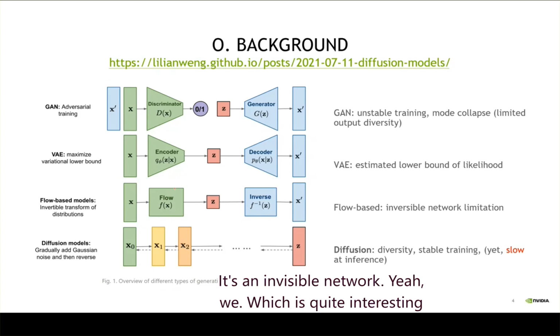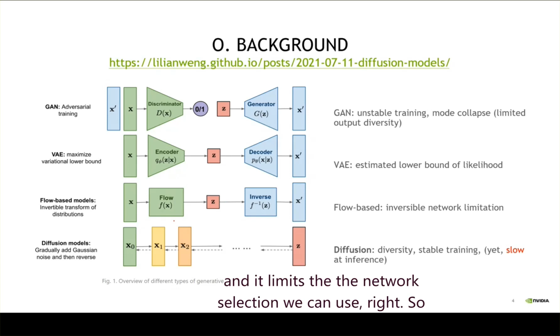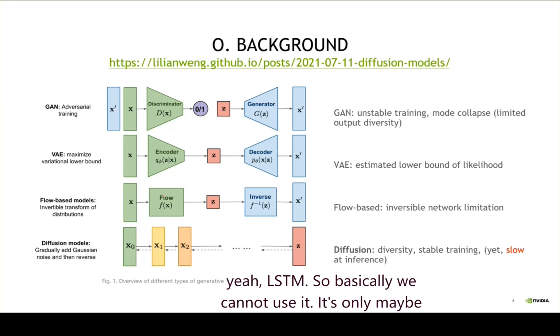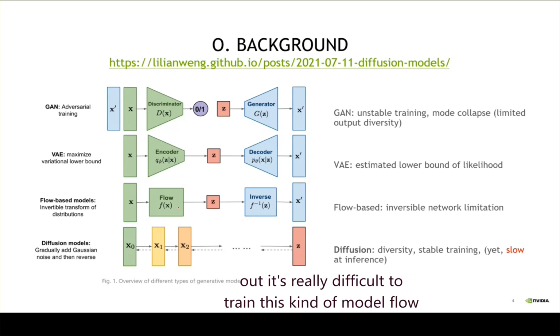It is kind of a mirror of this network, and it limits the network selection we can use, right? So LSTM, basically you cannot use it. It's only maybe CNN or basic linear models. It's invertible, but it turned out it's really difficult to train this kind of model, a flow-based model.